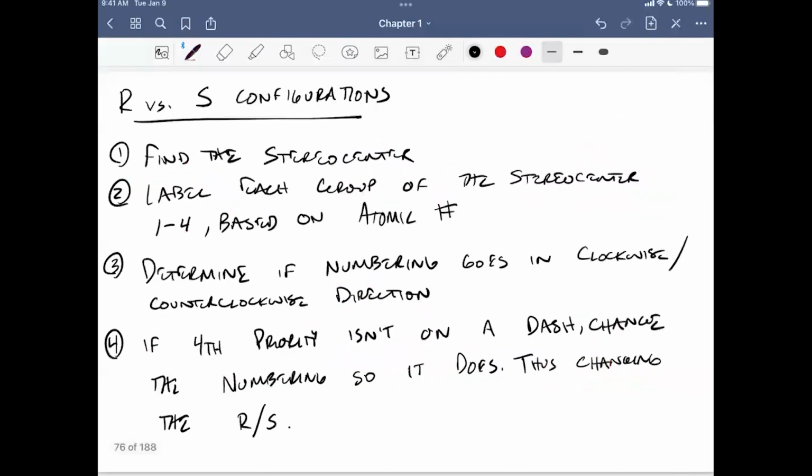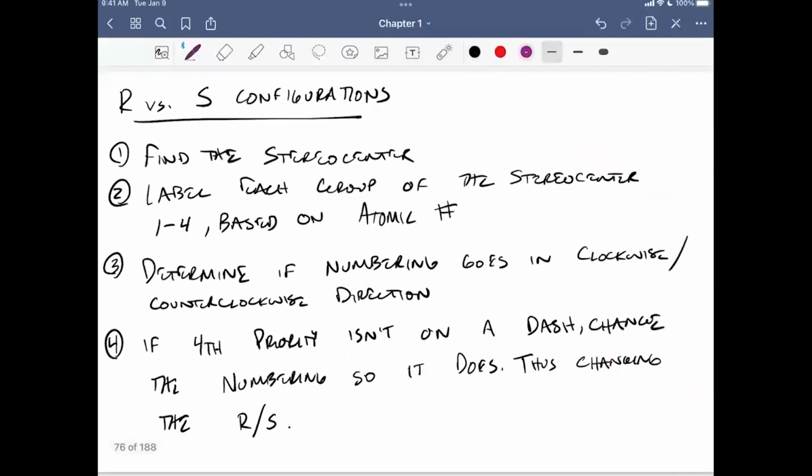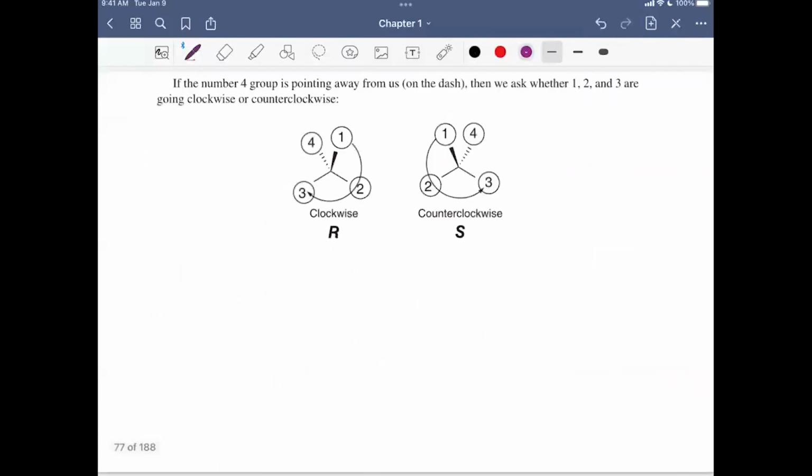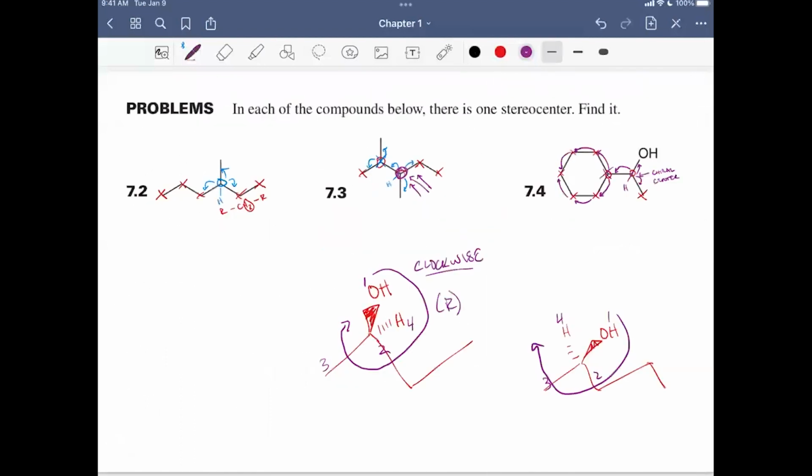So we determine if it's clockwise or counterclockwise. That would be clockwise, right? And it says if the 4th priority isn't on a dash, change the numbering so it does, thus changing the R versus S. Well, I didn't add that. Clockwise is an R configuration and counterclockwise is an S configuration. So for this example, this would be an R stereocenter or chiral center. So we would label that R. This is really important for a lot of things, but one thing in particular is the nomenclature, and you can add that R into your nomenclature.